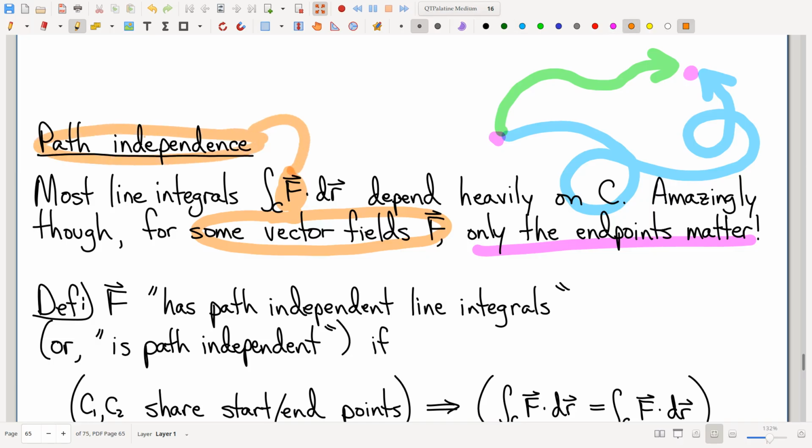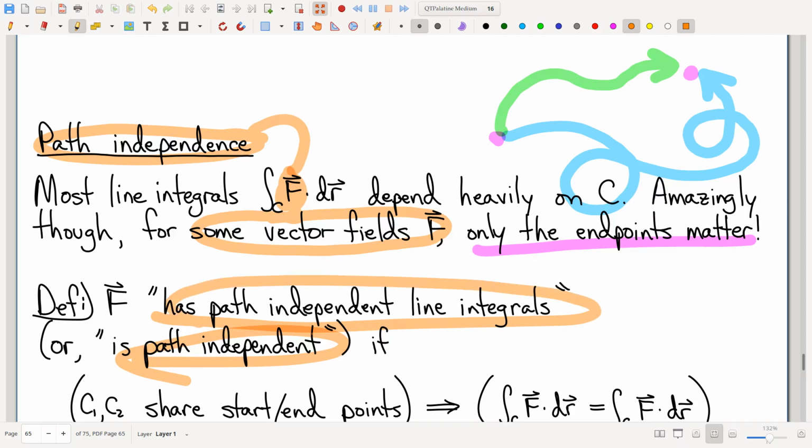Vector fields that have this property are called path independent. Our book likes to say "has path independent line integrals." To me, that's unnecessarily bulky terminology, so I'll just say path independent. The more common term is to say it's a path independent vector field.